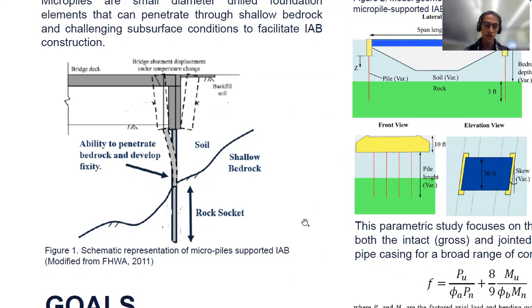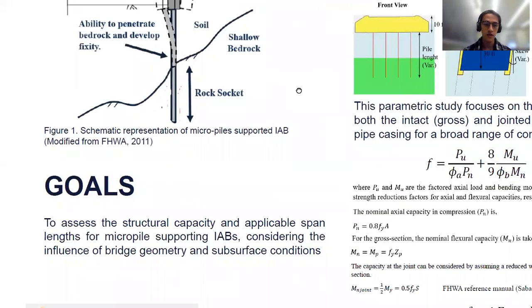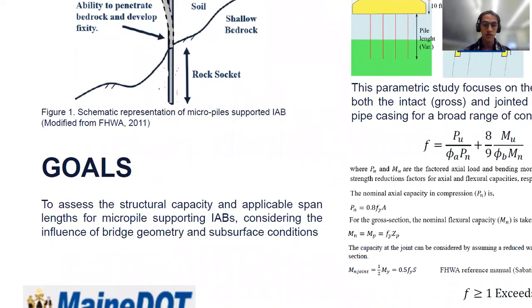And thus, the question is, how long can we build these bridges so that they safely perform with this kind of supporting system? So the goal of this project is to assess the structural capacity and the applicable span lengths for micropile-supported integral abutment bridges. And we wanted to know that for different bridge geometries and considering different subsurface conditions.